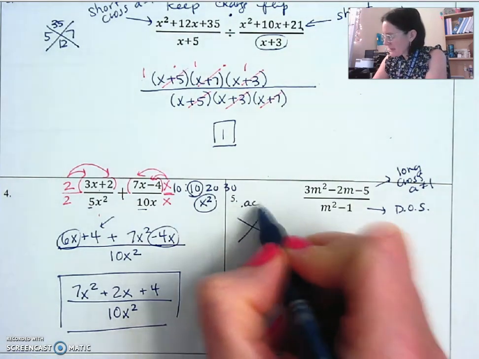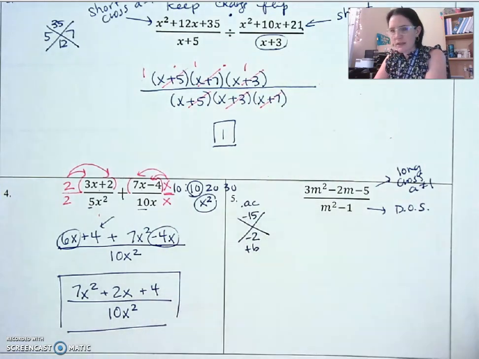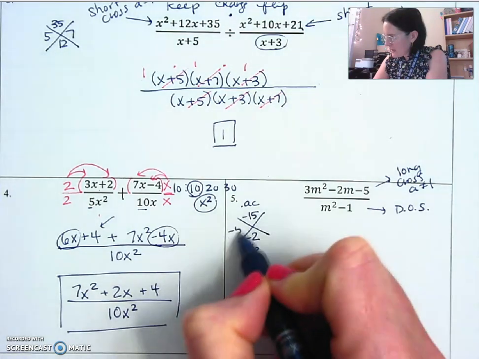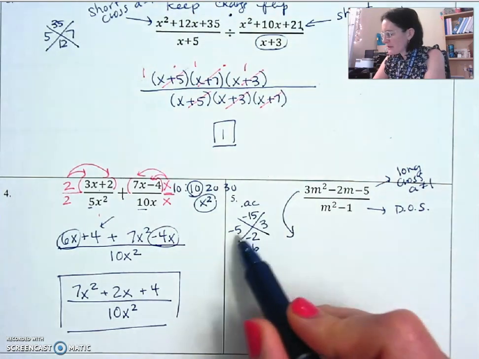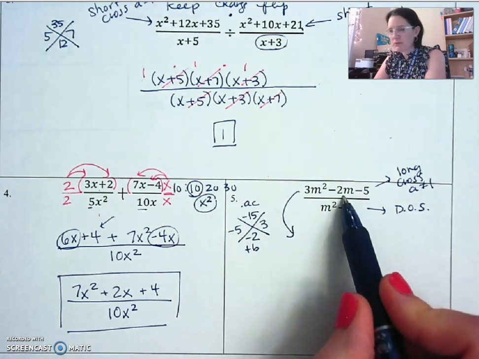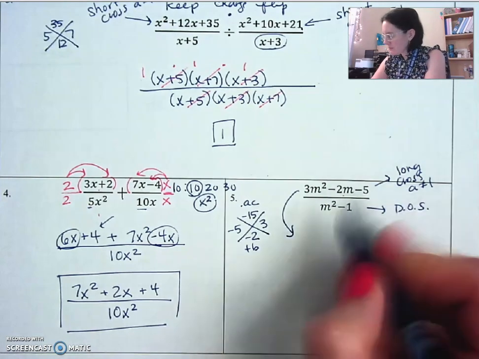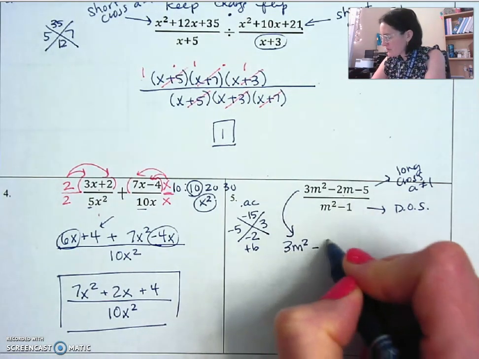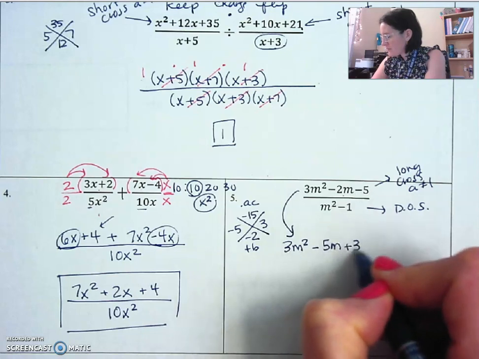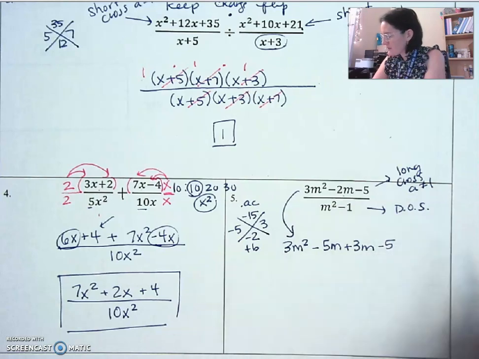What multiplies to AC and adds to B, so that's negative 15 and negative 2. And what will work there for me is negative 5 and positive 3. So on the long method, we are using those two numbers to split and rewrite the middle term, the negative 2m. My first term is going to stay the same, 3m squared. My middle term now becomes negative 5m and 3m. And then the last term is negative 5.